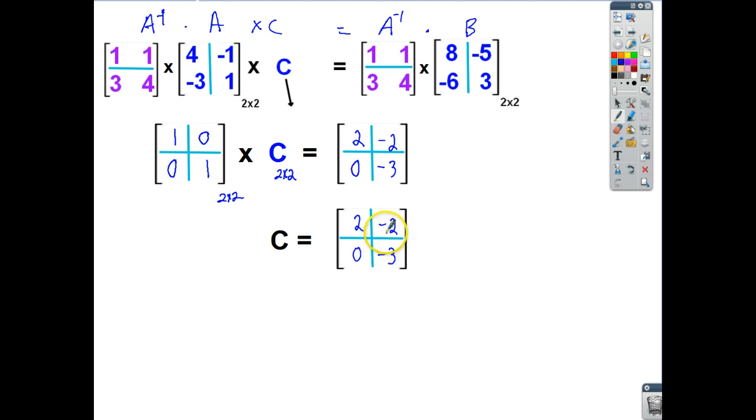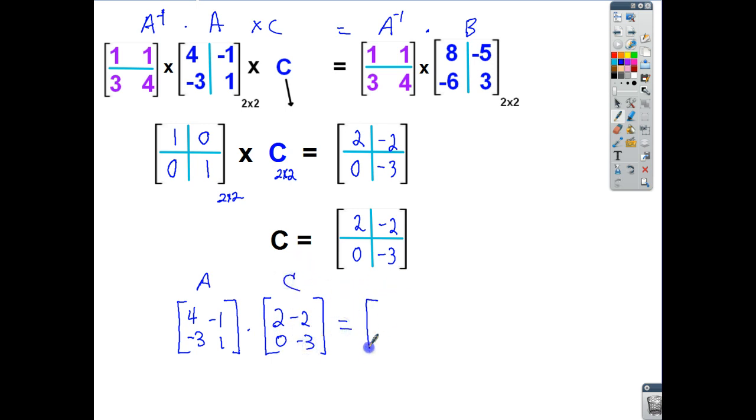Well, I'd like to go ahead and check this. We won't always do this either, but remember, our A matrix was from up here, 4, negative 3, negative 1, 1. Our C matrix that we just found by solving is going to be 2, negative 2, 0, negative 3. And that's supposed to be equal to the B matrix, and I want to see if it actually works. So we're going to go ahead and do this multiplication. B is 8, negative 5, negative 6, and 3.